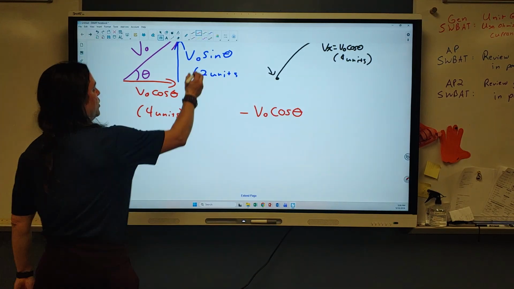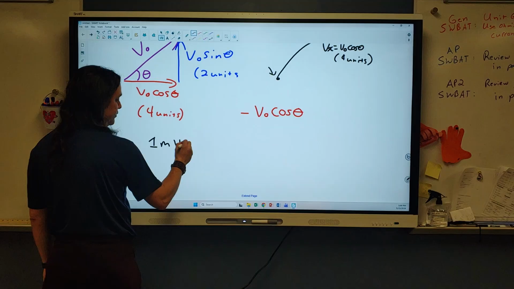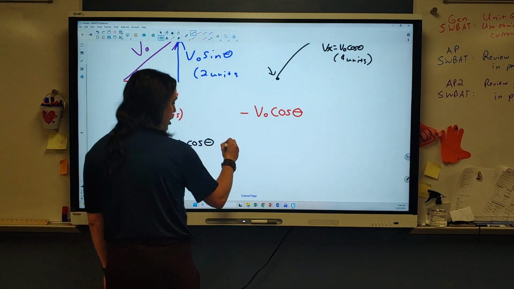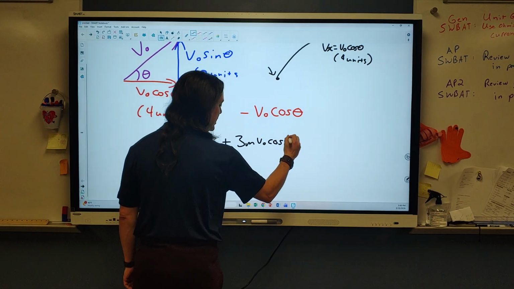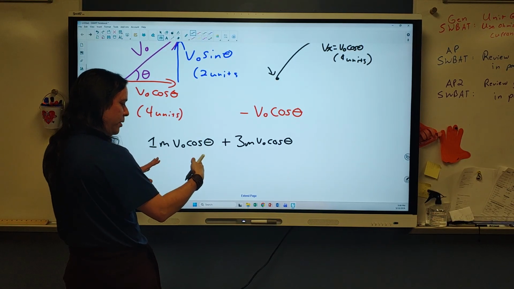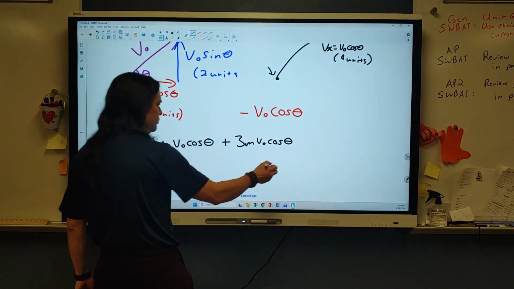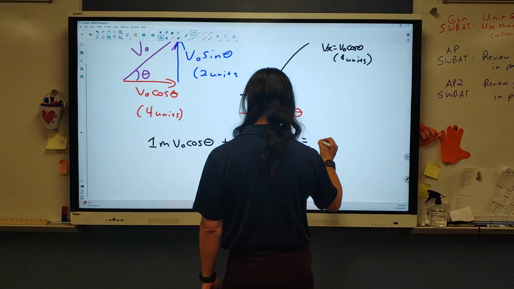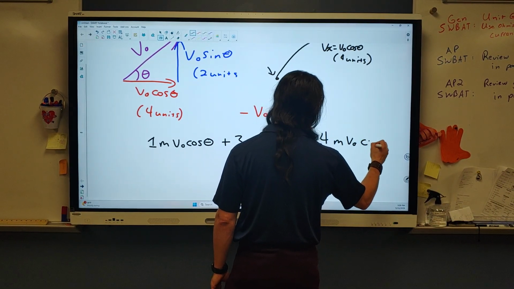Well, in this case, we have a total system of 1m times v naught cosine theta from piece R plus 3m v naught cosine theta. This is getting us set up for the next part, and I don't know if you'd have to have this absolutely perfect because you wouldn't know these values until you get to the next part, but there is some reasonability that you could actually do with this. Equals, let's see, this gives me a total of 4m v naught cosine theta.